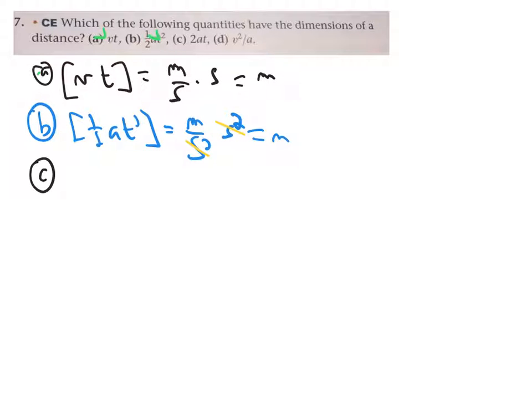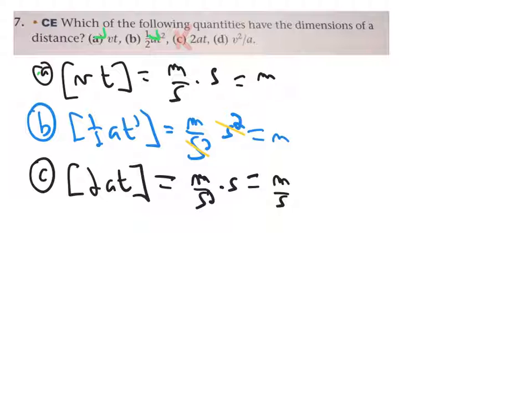And then C, the units of 2at, which I guess we suspect will not work. 2 is a pure number, has no units. a has units of meters per second squared. t has units of seconds. So this ends up with units of meters per second, which is not a unit of distance, and therefore this one does not work.